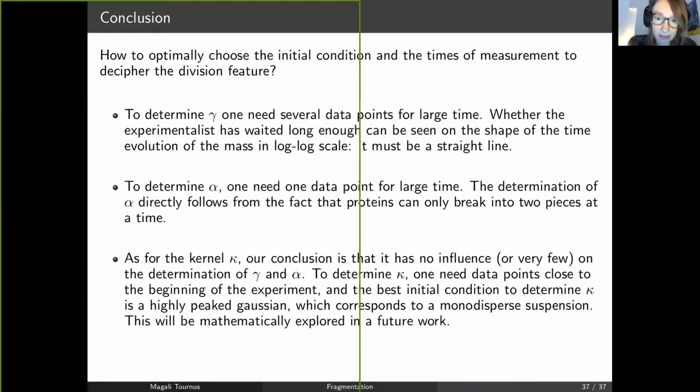And for kappa, this is still ongoing work, but we find that we need early data points for a very specific initial condition. This initial condition corresponds to a monodisperse suspension, meaning that all particles have the same size, and it cannot be obtained in practice. So we need to work a little bit more to get kappa. Thank you.